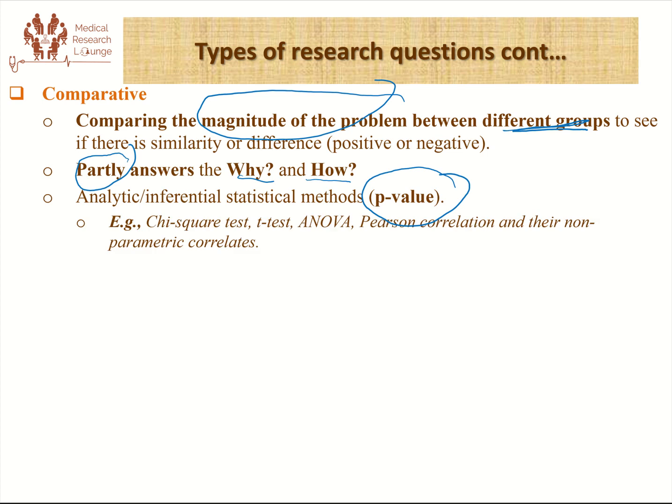So the typical tests that we use to answer comparative research questions are chi-square test, t-test, ANOVA, Pearson correlation, and the non-parametric correlates of all these 4 tests.